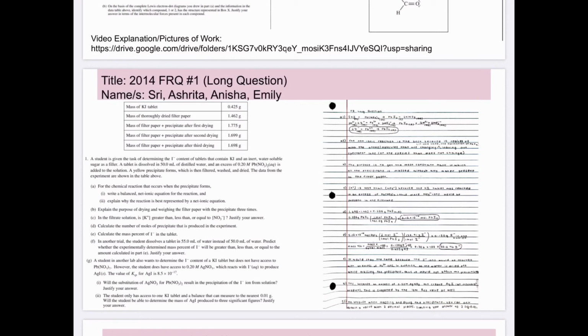So we said in part F that the iodide ions would stay the same because they would still react with the excess lead ions, and all the water is already dried off while massing the precipitate, so it would not affect the precipitate.